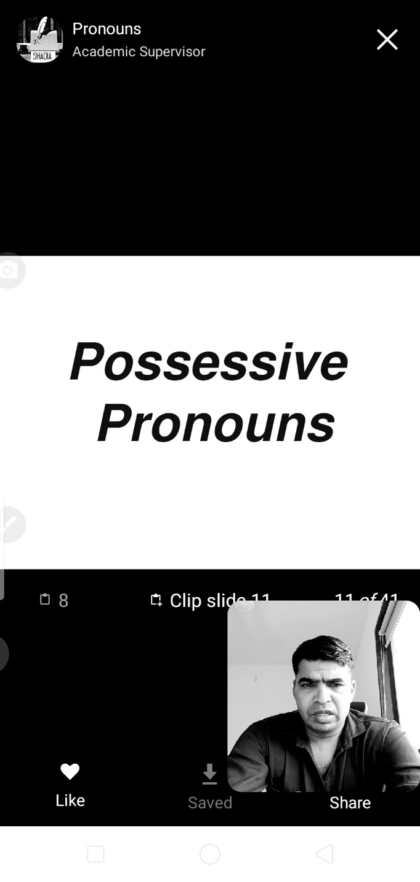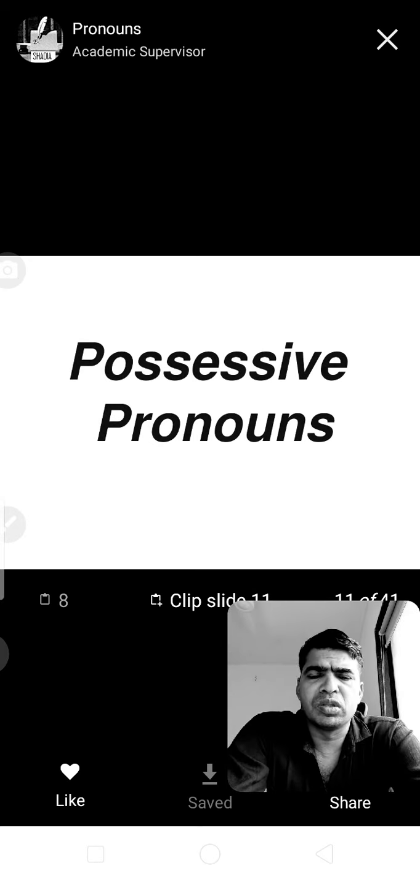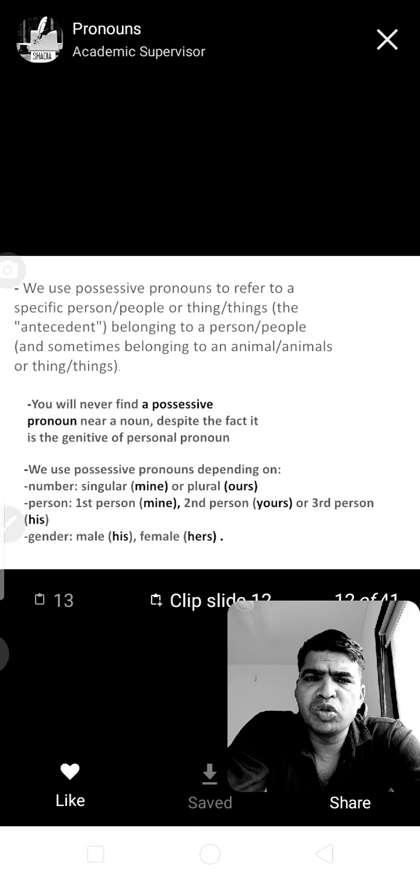The second type of pronouns is possessive pronouns. We use possessive pronouns to refer to a specific person, people, or thing belonging to a person, people, and sometimes belonging to an animal or thing. You will never find a possessive pronoun near a noun. We use possessive pronouns depending on number, singular that is mine, plural ours, first person mine, second person yours, or third person his or hers, gender male his, female hers.